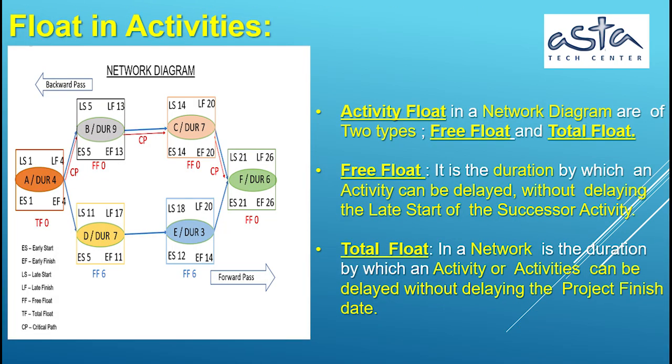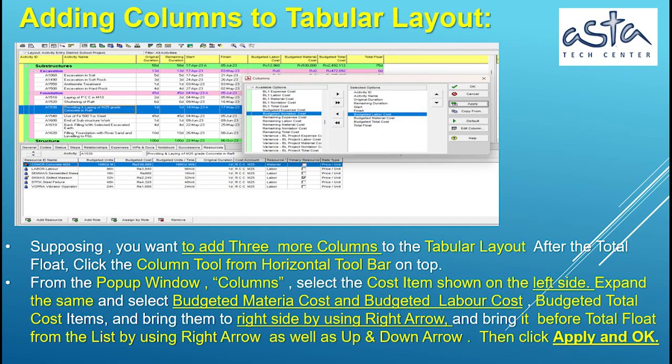Float in activities. Activity float in a network diagram is of 2 types: free float and total float. Free float is the duration by which an activity can be delayed without delaying the early start of the successor activity. Total float in a network is the duration by which an activity or activities can be delayed without delaying the project finish date.